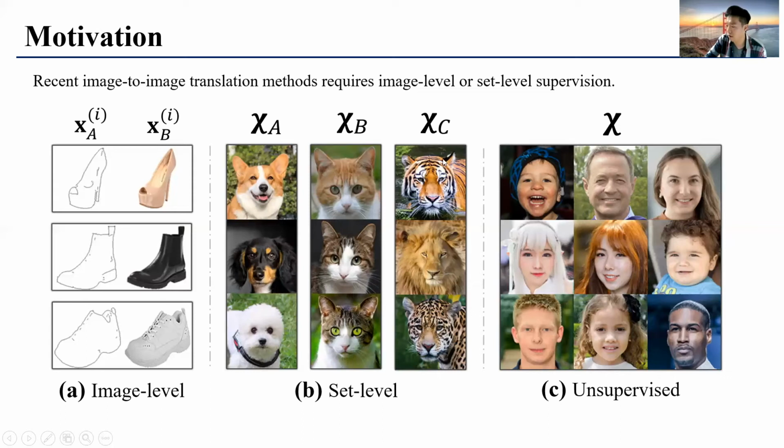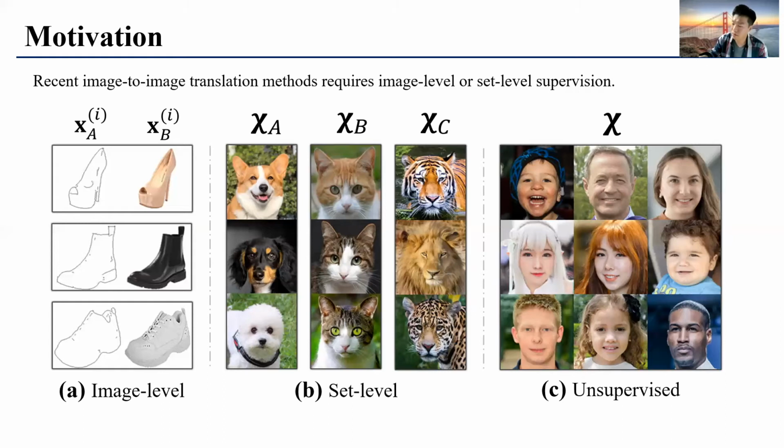But in real life or in practice, there are many cases where even acquiring that set-level or domain-level supervision is very hard, right? For example, in human faces there are ages, genders, ethnicities, or other different types of domains inside a single model. And even more that we cannot actually pick up, right? So this is never easy actually.